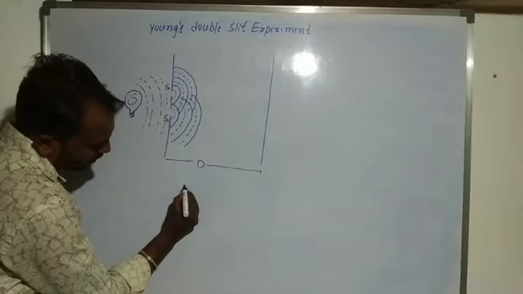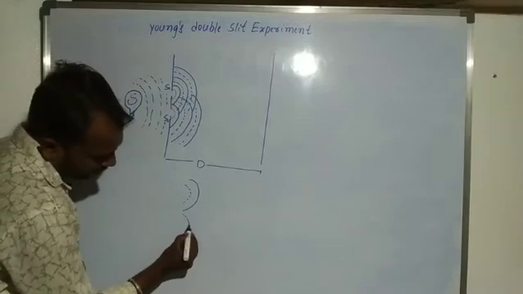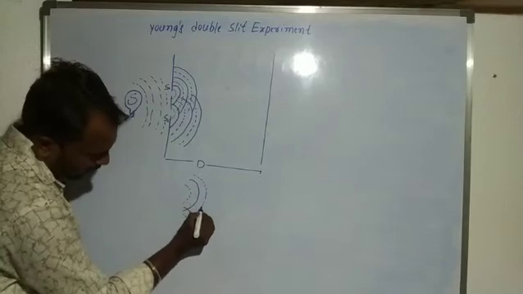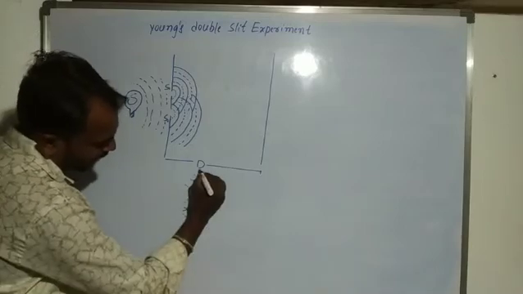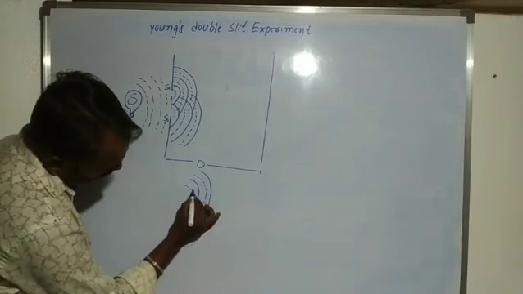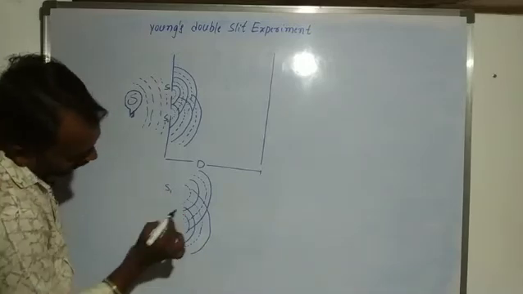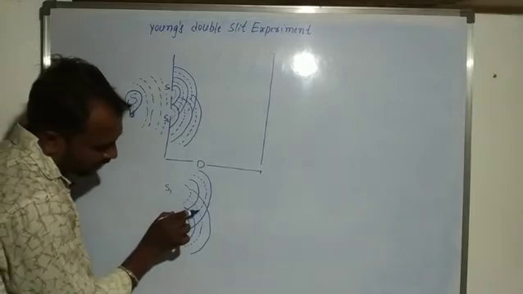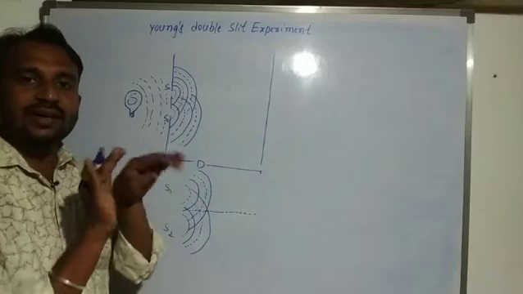Suppose this one is a crest and this one is a trough, and from the second slit another crest and a trough. This one comes from the S1 slit, and this one is a crest and trough from the S2 slit. Here crest falls on crest and trough falls on trough, continuously, so one wave overlaps with the other wave.